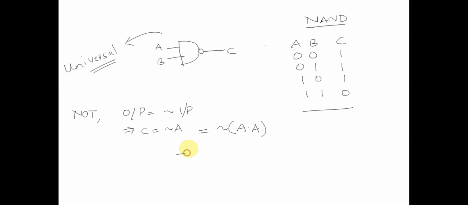So basically, this simply means if I have an input A, I supply that input to both the inputs of a NAND gate. I will get an output C, where C would be equal to NOT of A and A, which is equal to not of A. So this will be our NOT gate, and we have realized a NOT gate using a NAND gate. Correct?